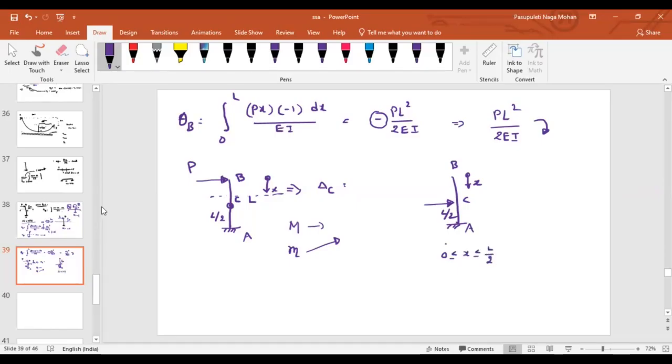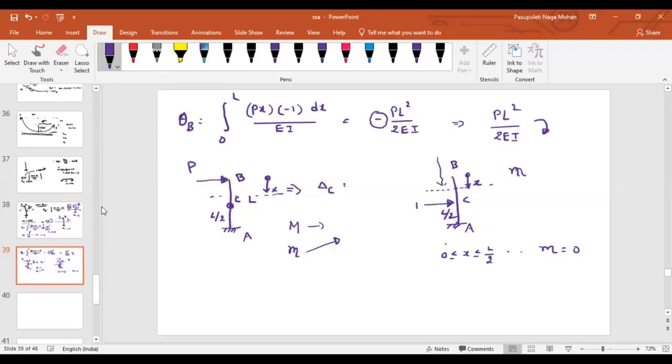Why? Because if you consider a section somewhere here, what is the small m? The unit load is present at C. What is the moment between B to C? Are there any loads in this portion? What is the small m in this portion? 0.